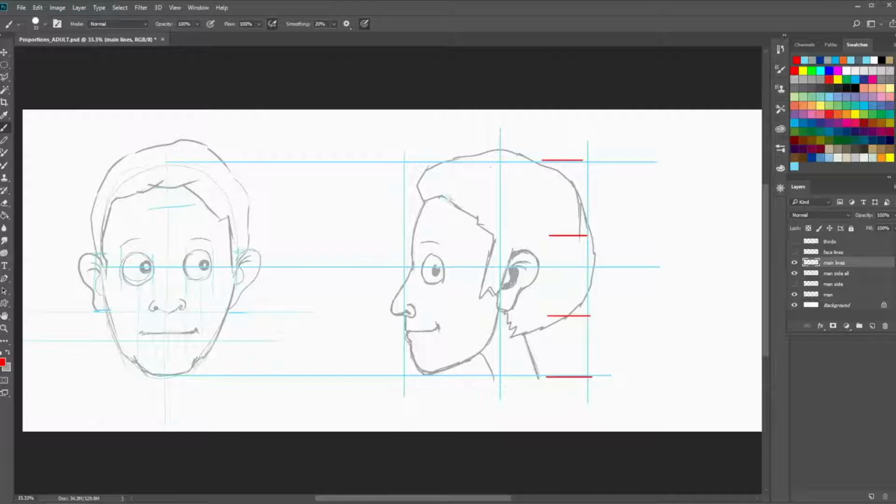Okay, now we're talking about skulls, we're talking about anatomy. I want to keep it brief. I know you want to draw cartoons, but you do need to know these things. Okay. All right, then how do we get the features in at the side?